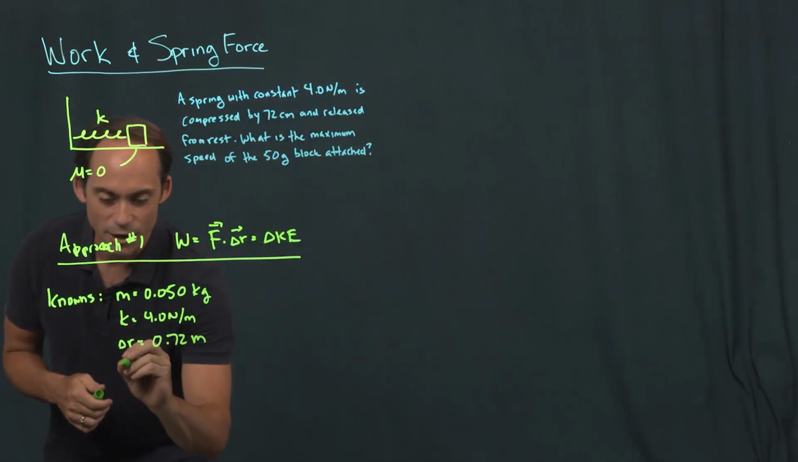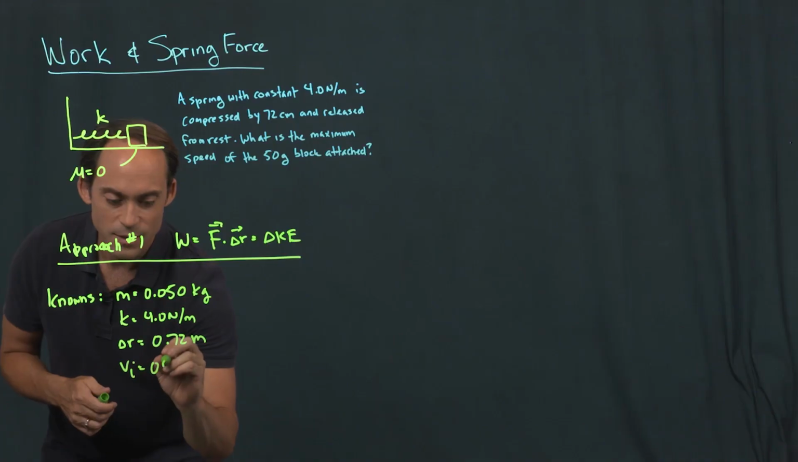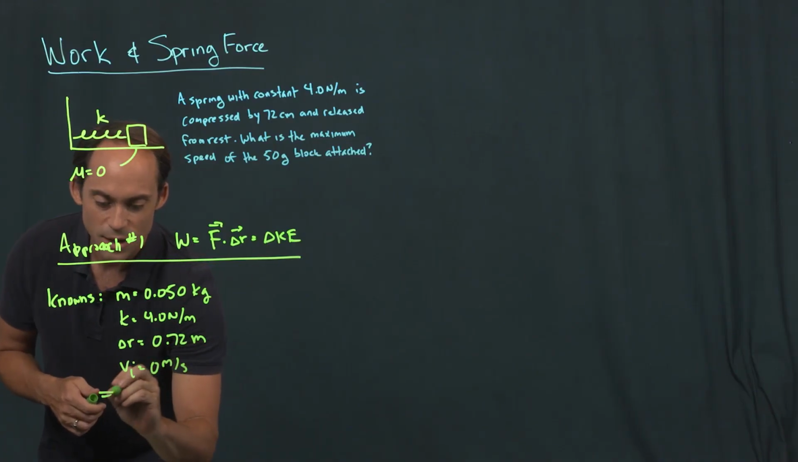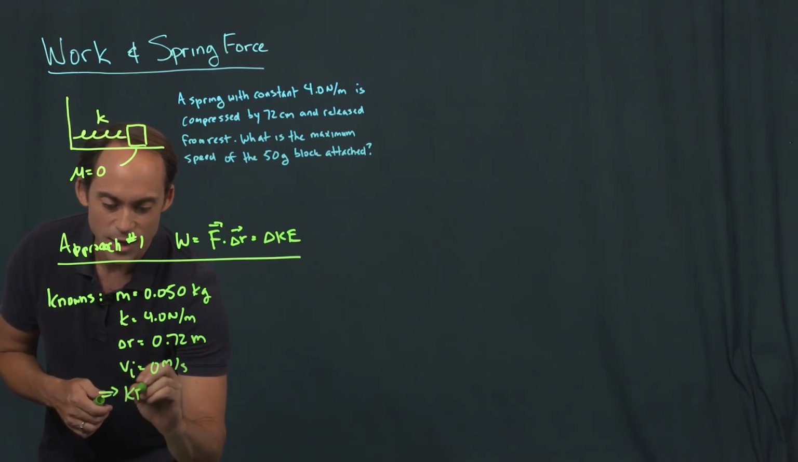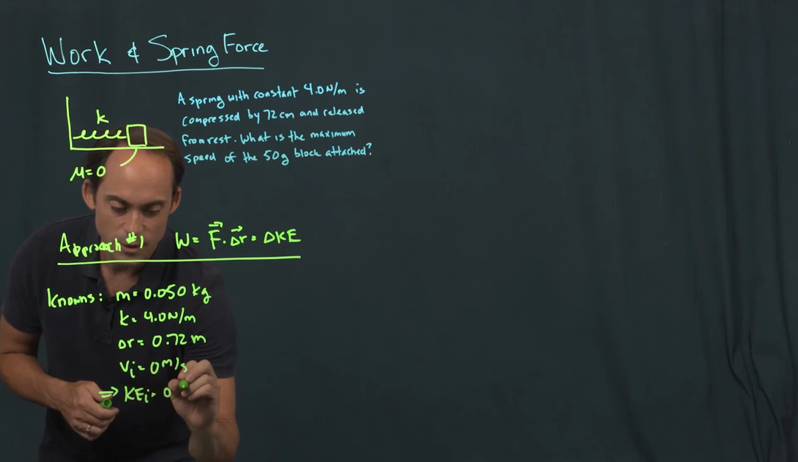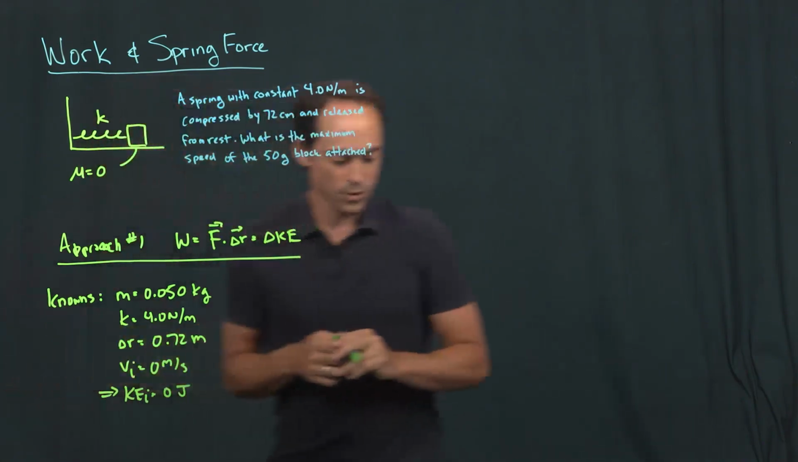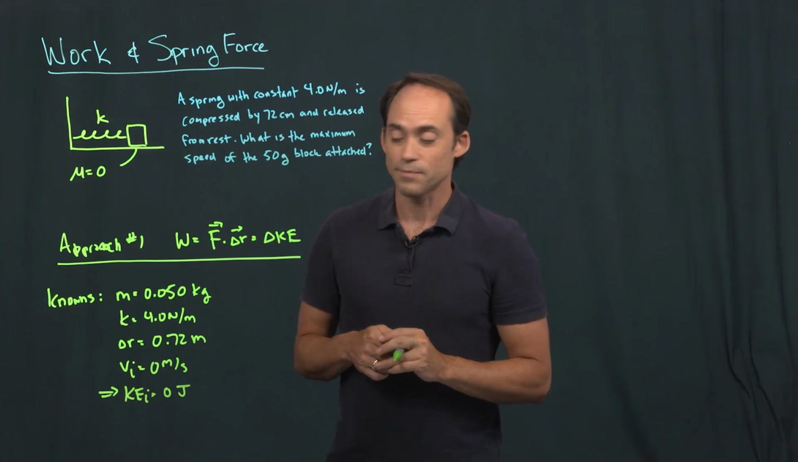So we can write down our initial velocity as 0 meters per second, and that also tells us that the initial kinetic energy is equal to 0 joules. So that's an important initial condition to consider.